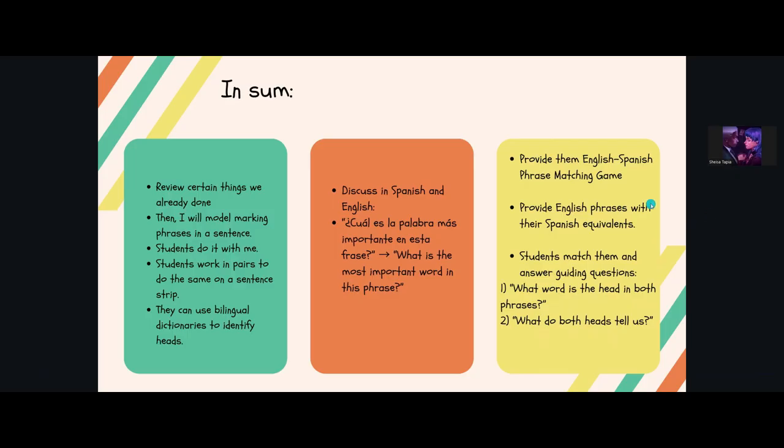So that is what I would do to help them see the connection between the Spanish language and the English language that they're learning for the first time, and how I would implement teaching this specific content to them.